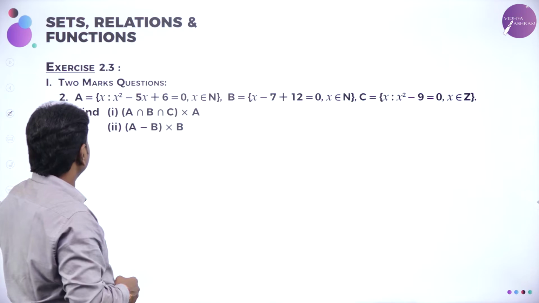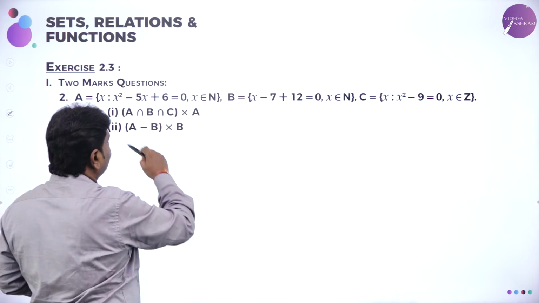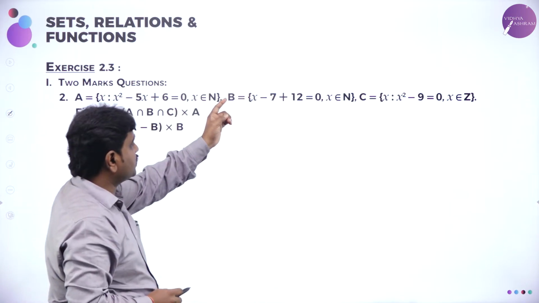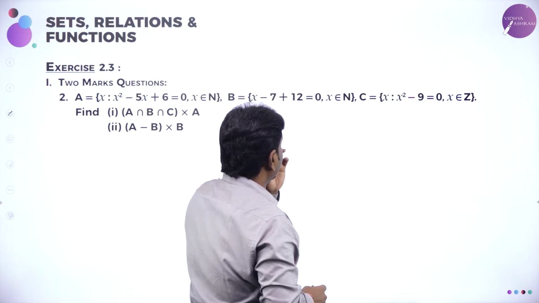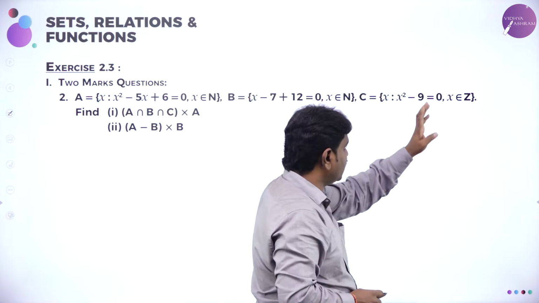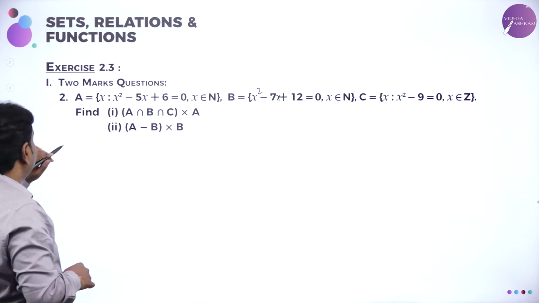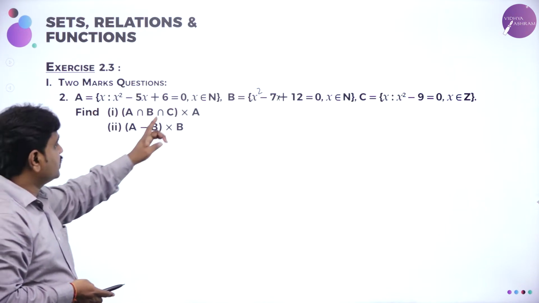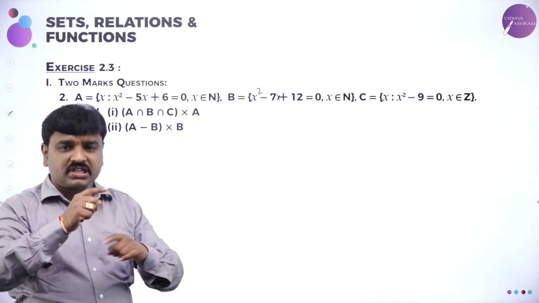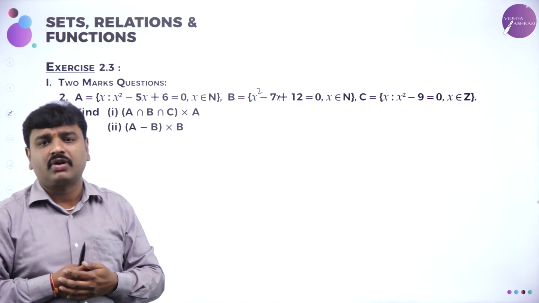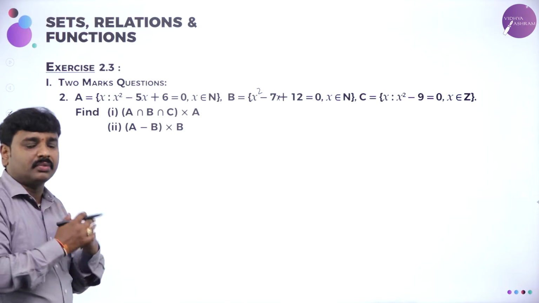Next, A is x such that x square minus 5x plus 6 equal to 0, x belongs to natural numbers. B is x square minus 7x plus 12 equal to 0, x belongs to natural numbers. And C is x such that x square minus 9 equal to 0, x belongs to integers. They want you to do the operation. So first, dear students, they give set A, set B, set C, but they give all the sets in what? Set builder form. First convert them to what? Roster form or tabular form. Then you can find this. So I'll give the sets, and you complete the Cartesian product by yourself.